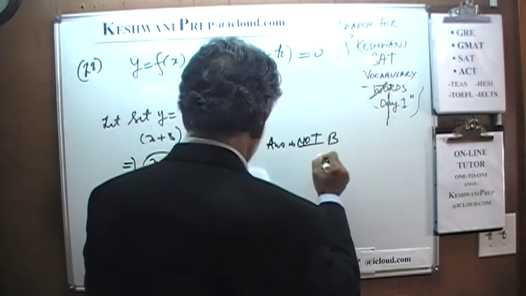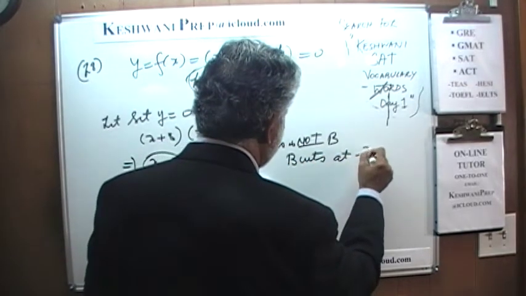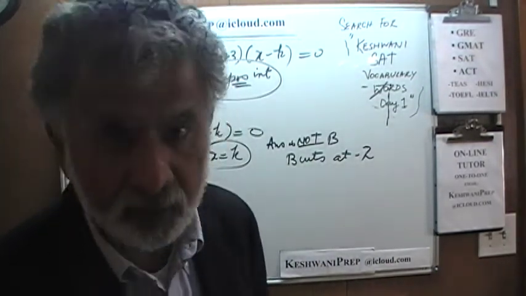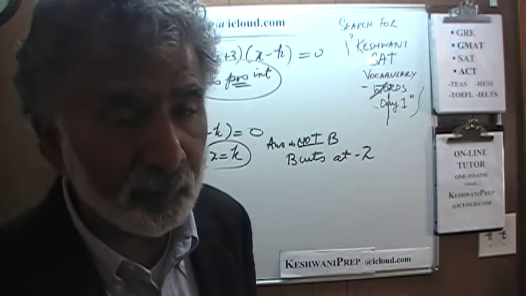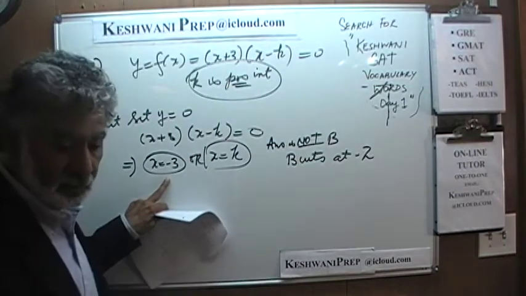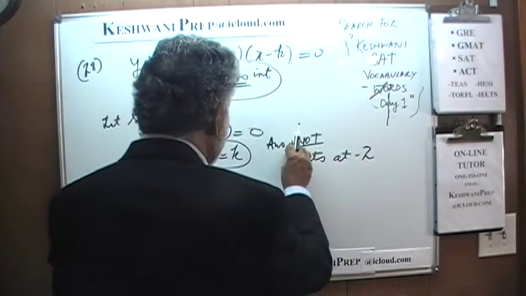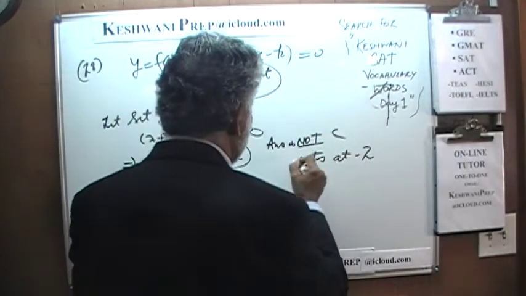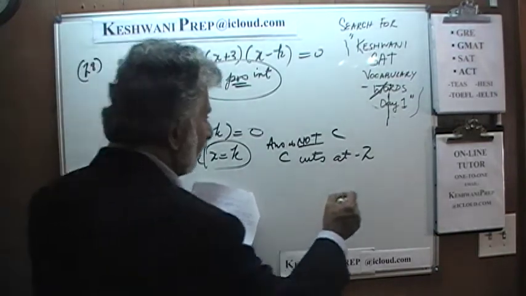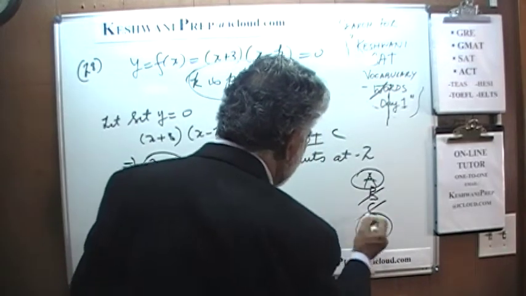the answer is not B, because if you look at answer choice B very carefully, you will see that it cuts the x-axis at negative 2. What the shape of the parabola is, we really don't care. It has to cut at negative 3. Answer choice B does not, so B is not the answer. Also, if you look carefully, you will see that C is not the answer. C cuts the x-axis at negative 2, and we wanted negative 3. So we have narrowed it down to two answer choices: it's not B, it's not C, it's either A or D.